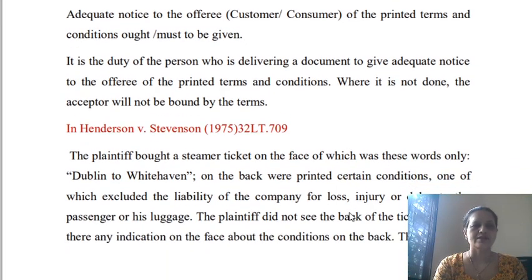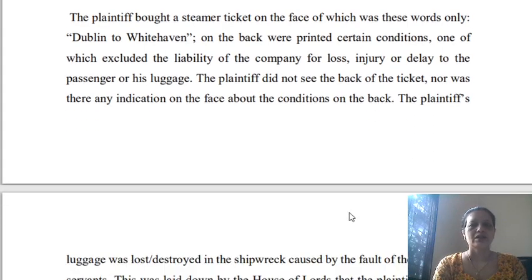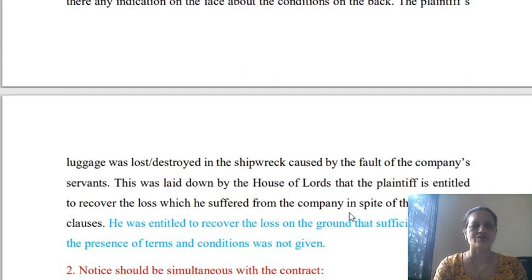In Henderson versus Stevenson, the plaintiff bought a steamer ticket on the face of which only these words were written, that is, Dublin to Whitehaven. On the back were printed certain conditions, one of which excluded the liability of the company for loss, injury, or delay to the passenger or his luggage. The plaintiff did not see the back of the ticket, nor was there any indication on the face about the condition on the ticket. The plaintiff's luggage was lost or destroyed in a shipwreck caused by the fault of the company's servants.